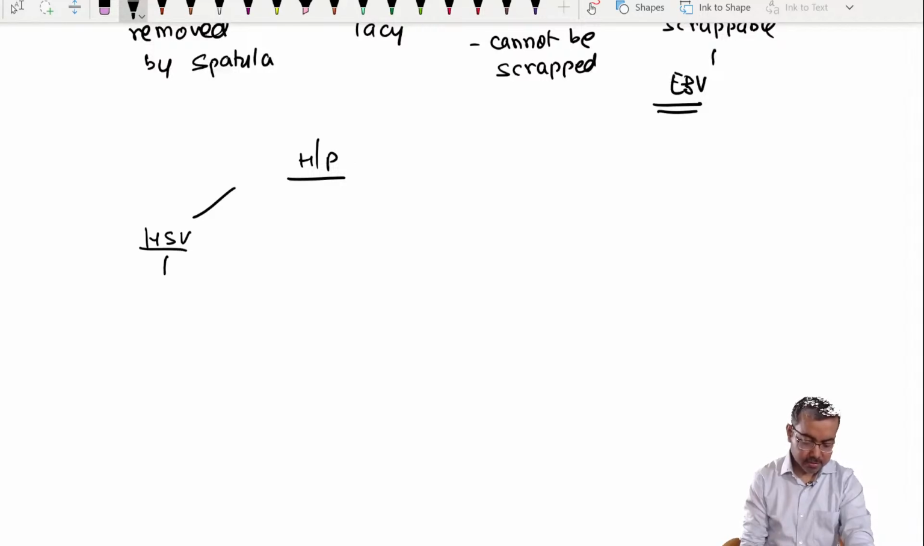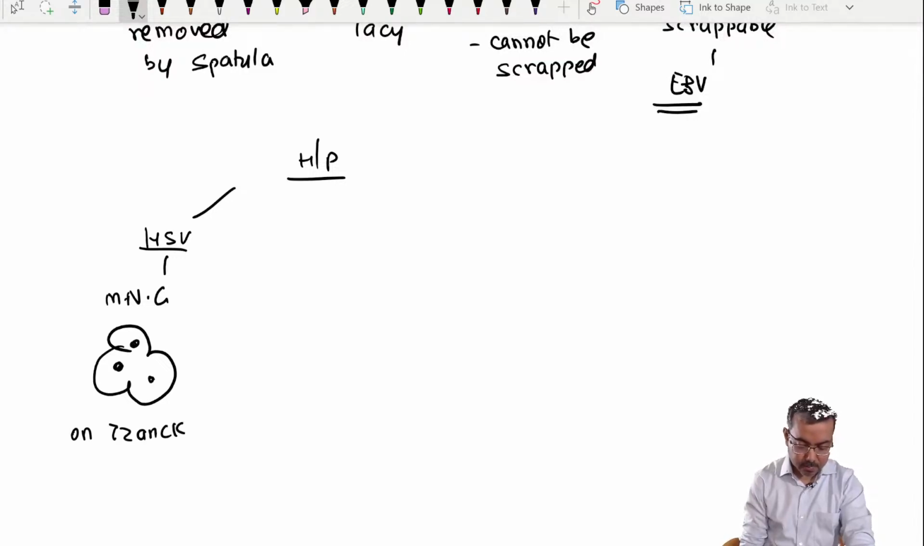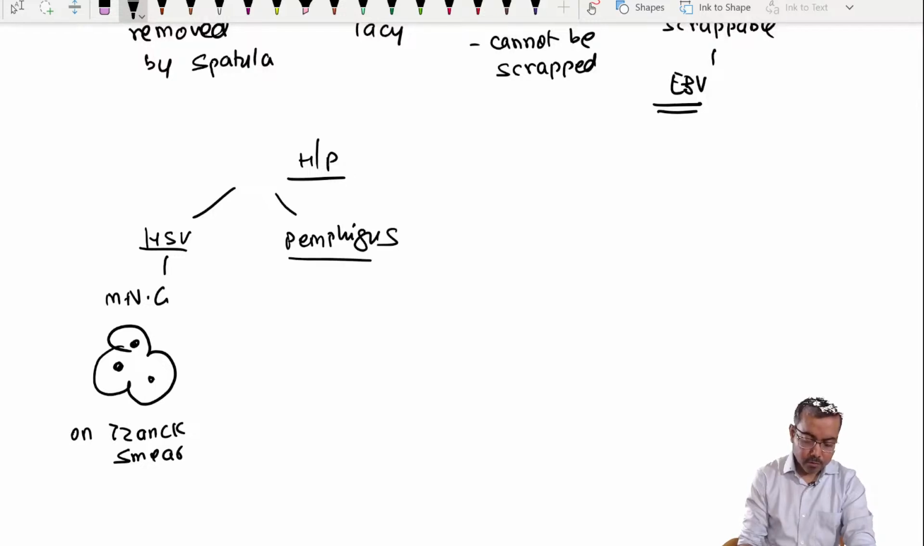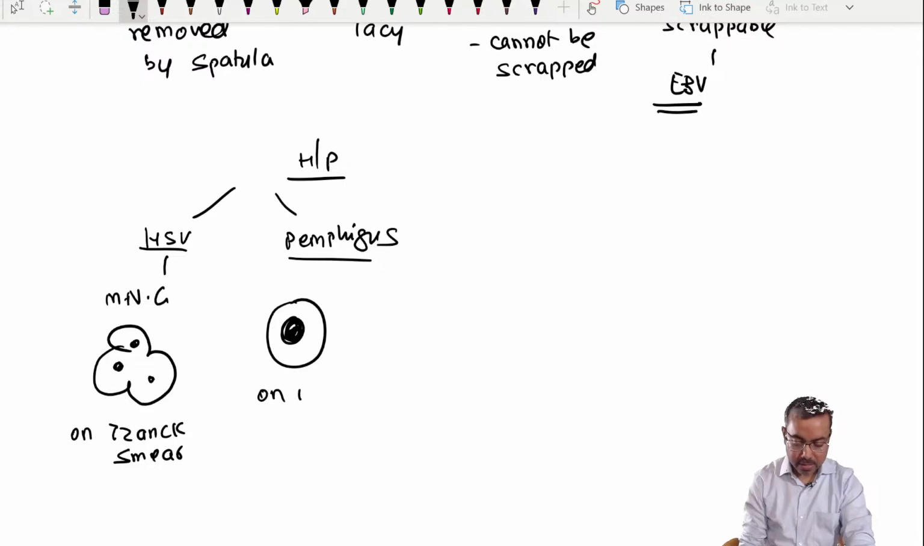Herpes simplex virus: multinucleate giant cells like this, seen on Tzanck smear. If the question is pemphigus, you will find single cell, single nucleus, again on a Tzanck smear.